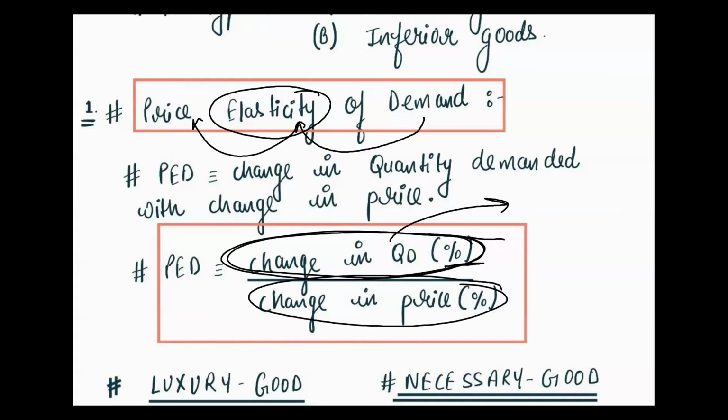We usually calculate it in percentage, right? Or change is there, so change means delta. Delta means that you will have two values, Q2 minus Q1, and price also has two values. Changes mean that you are changing the rate. Is it clear?